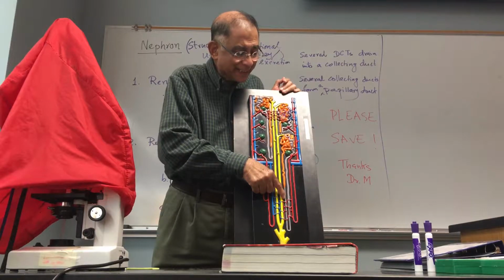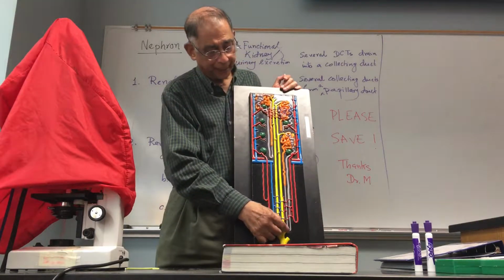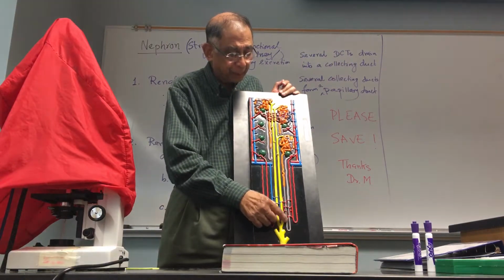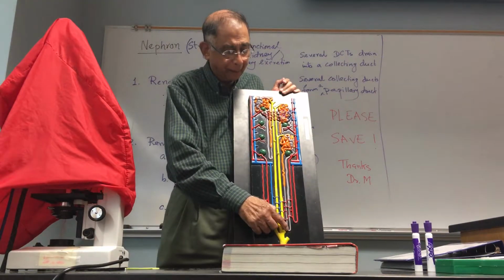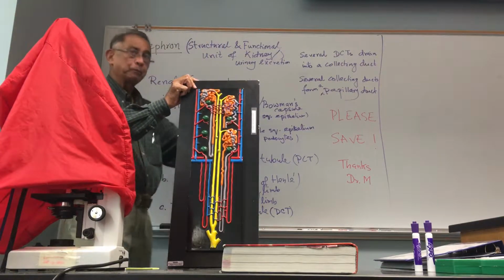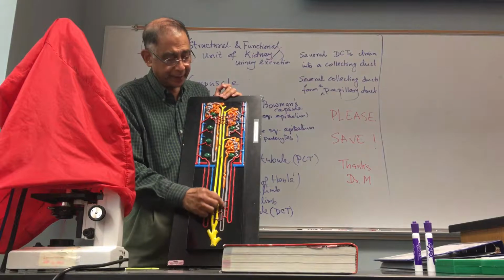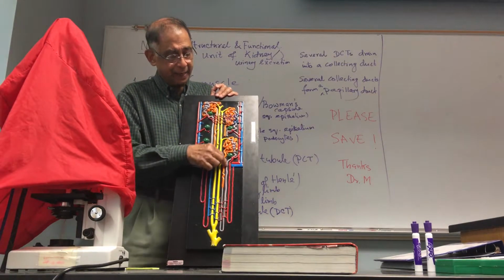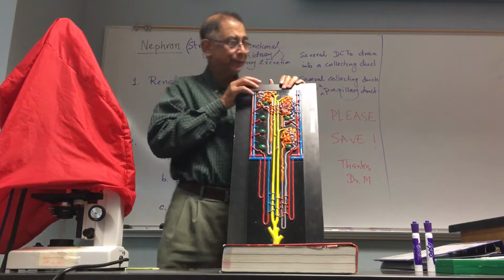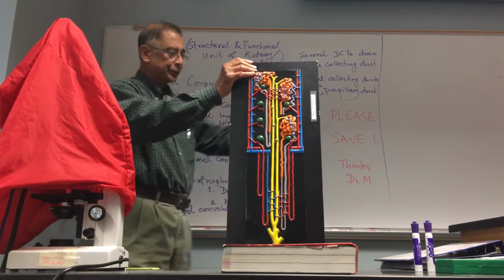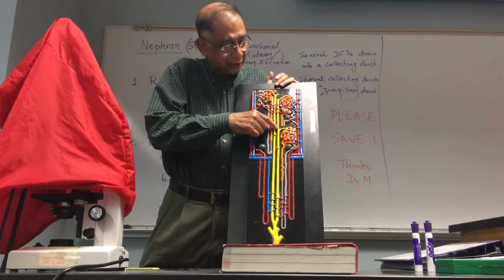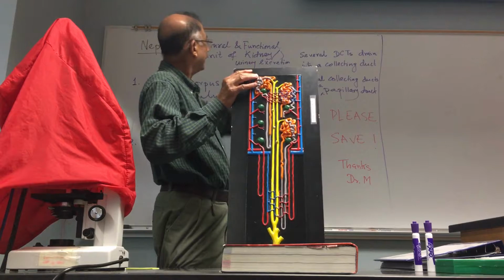Going down as the descending limb. Can you see the hairpin bend? Like this hairpin bend, called the loop of Henle. Yeah, loop of nephron or loop of Henle. And then coming straight up as the ascending limb of the loop of Henle. And then again it undergoes convolution, called the distal convoluted tubule. And then the distal convoluted tubule drains into the collecting duct.